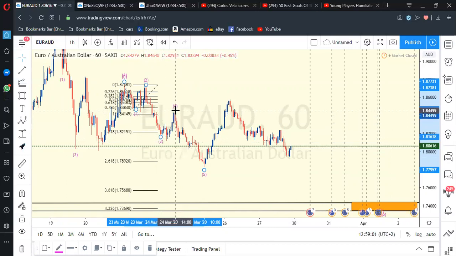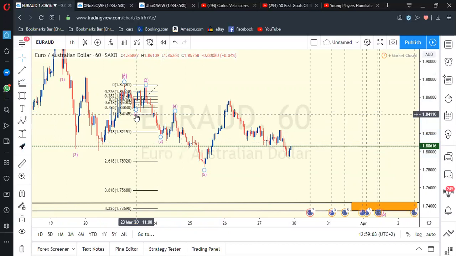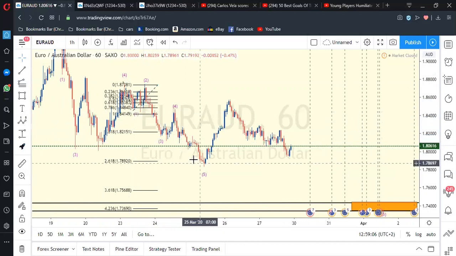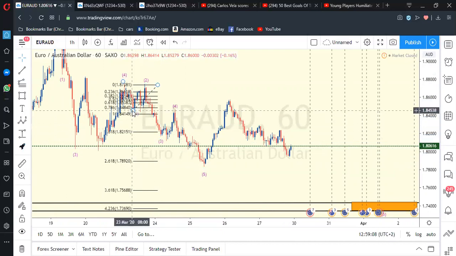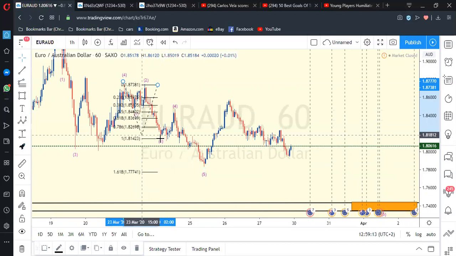So we have this as our 4. Nice one, right? And now we are looking for our 5, which is this one. We now take this top point of wave 1 and take it to the top point of wave 3.